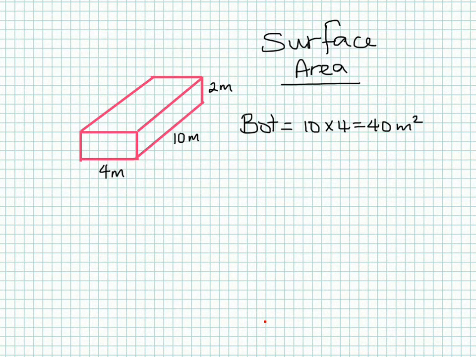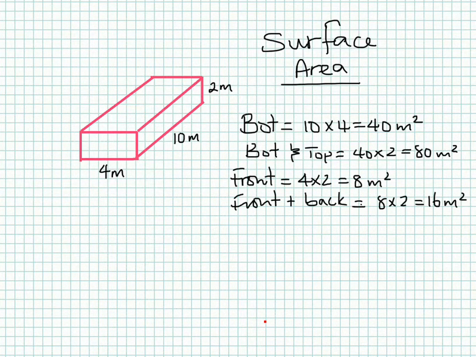However, the top will be exactly the same, so we can say that the bottom and the top is going to be 40 times 2, which is 80 square meters. I'm going to now do the same thing for this front side here, which is going to be 4 times 2, which gives me 8. So I'll work that one out now. Alright, that's the front and back sorted.